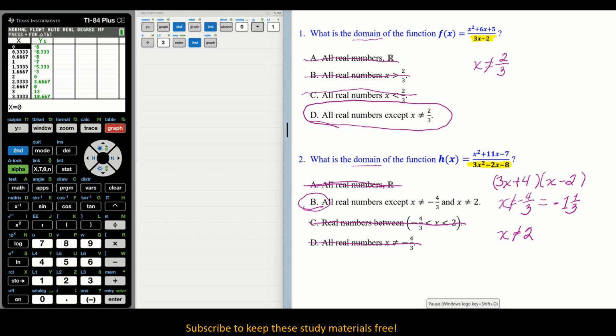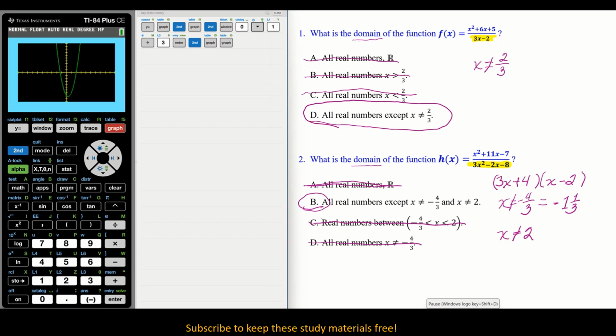Now, I do want to point something out. When we use our calculator, this graph that you saw is not the graph of our function. That is only the graph of the denominator. So if we had the numerator and the denominator graph together, that would be something completely different.